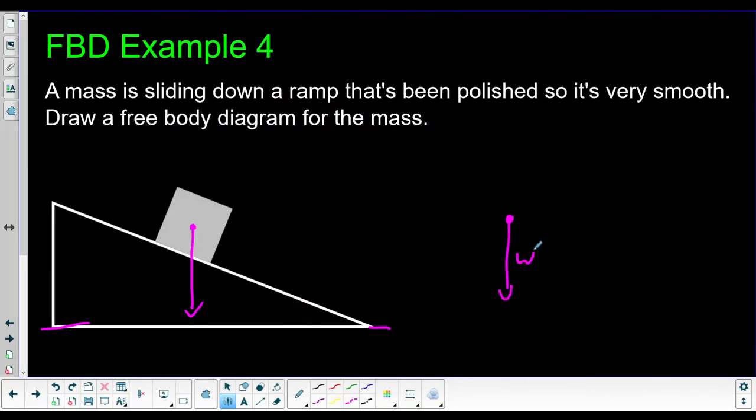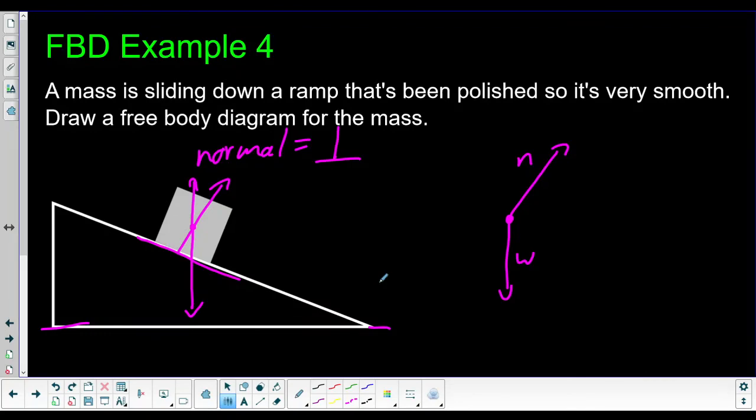Okay. Now we need to be very careful with the normal force. The normal force, normal is a synonym for perpendicular. So what it's perpendicular to is the solid surface the object is on. So it's got to go that way. It's not straight up opposing weight anymore. It's perpendicular to the surface you're on. So it should be that direction. And we'll label it normal force.